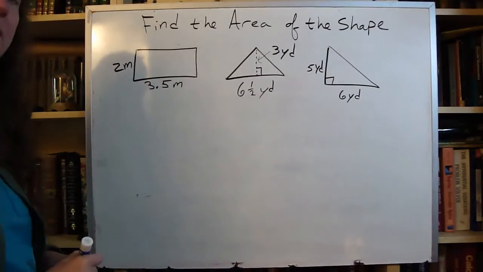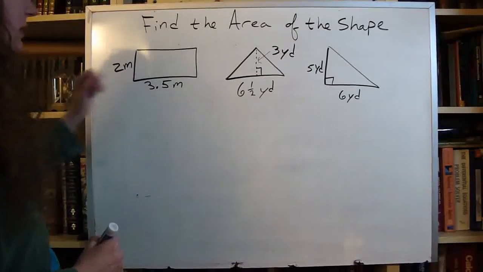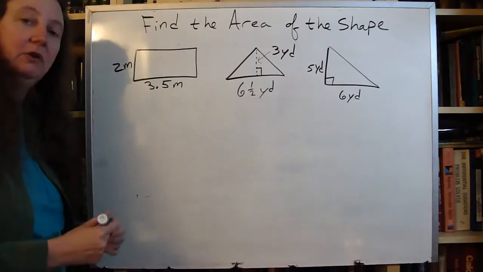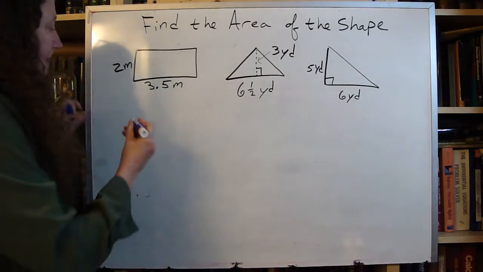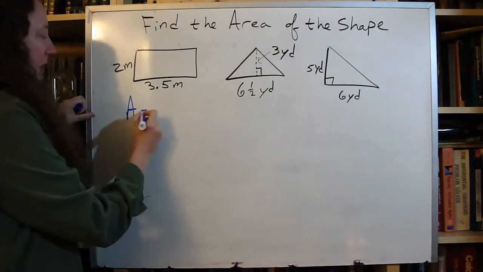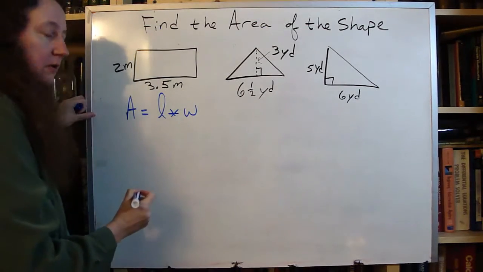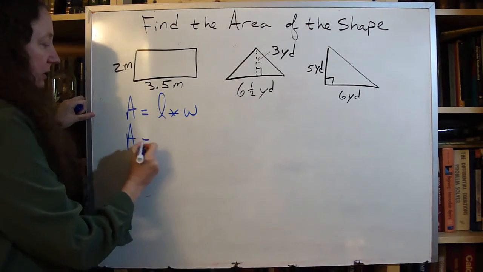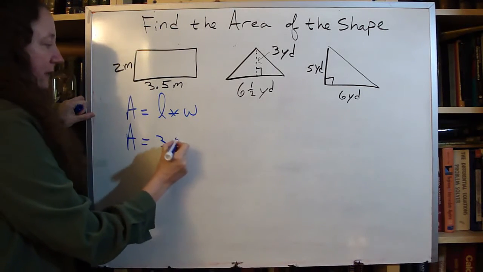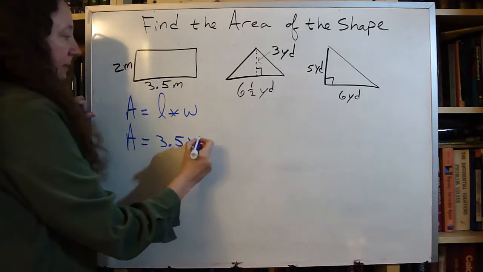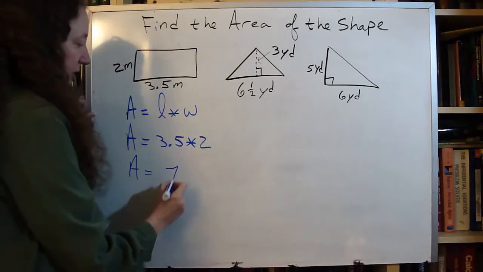Find the area of the shape. Here we have a rectangle, so I need to know the equation for the area of a rectangle. Area is length times width. So the area on this one is the 3.5 times 2. Area is 7.